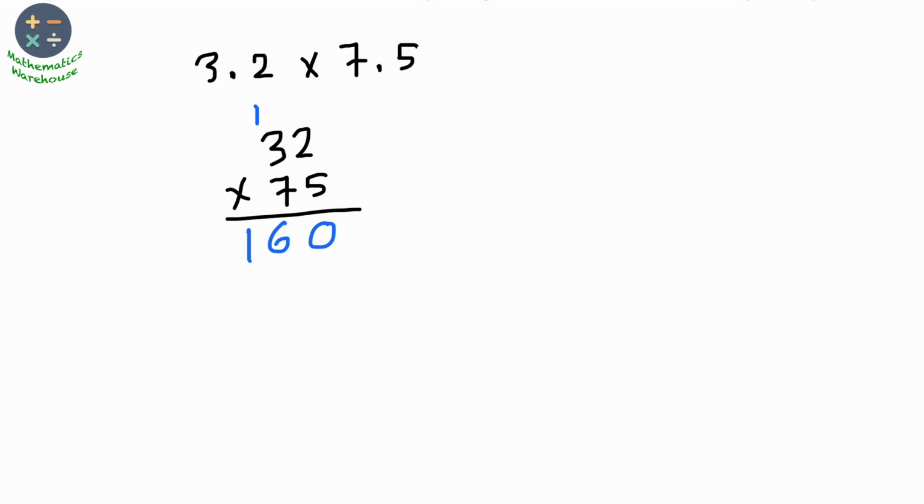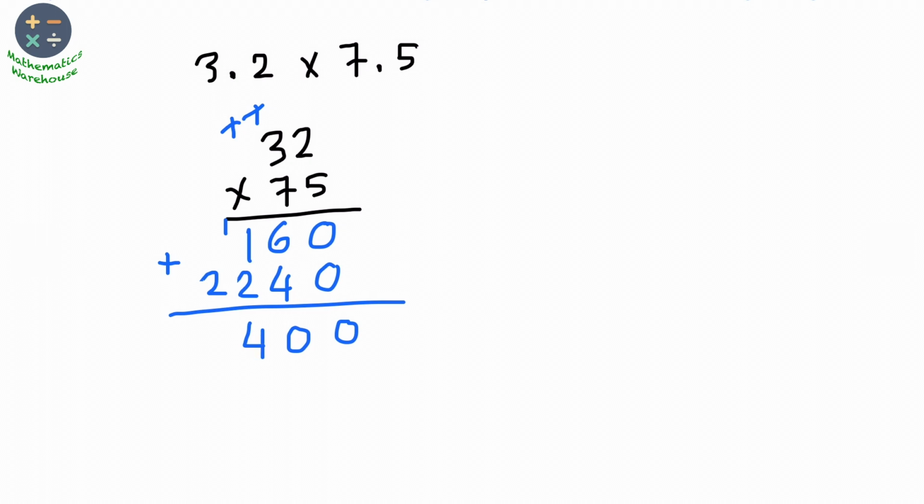Going to 7, put 0. 7 times 2 is 14, so 4 and carry 1. 7 times 3 is 21 plus 1 equals 22. Add, so we have 0, 10, 0 and carry 1, 4, 2. Here we have one decimal place, and here we have one decimal place. So we have two decimal places. So the answer is 24.